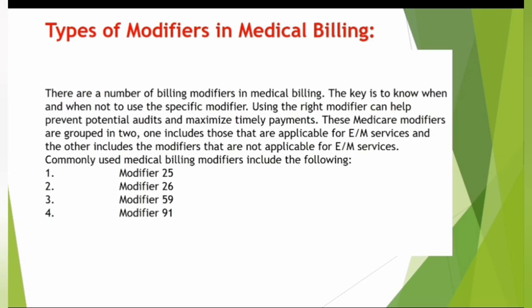These Medicare modifiers are grouped in two. One includes those that are applicable for E/M services and the other includes the modifiers that are not applicable for E/M services. Commonly used medical billing modifiers include the following: Modifier 25, 26, 59, 91.